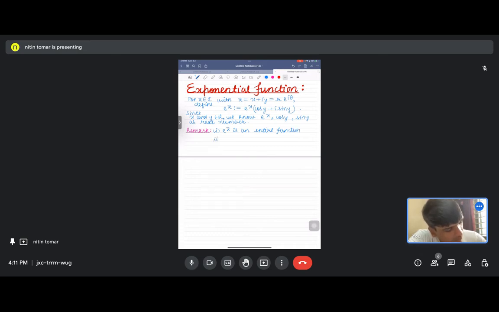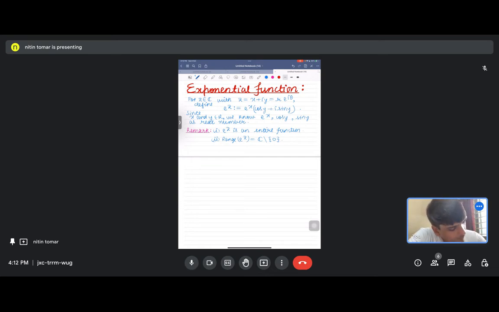Second is range. What is the range of exponential, can anyone tell? Minus infinity to plus infinity. No, not in real. In the complex it is C minus 0. It can never take value 0.